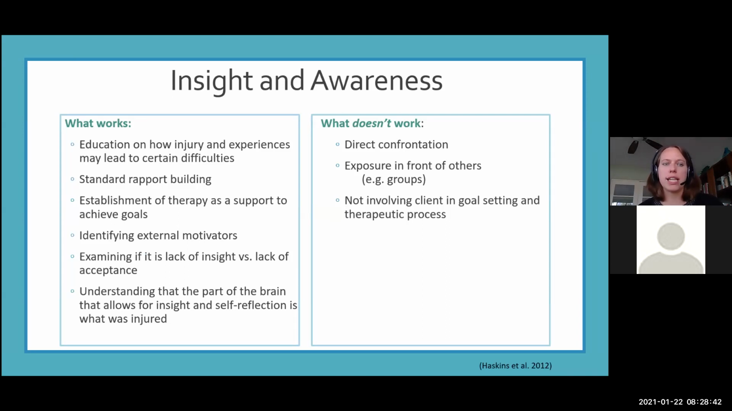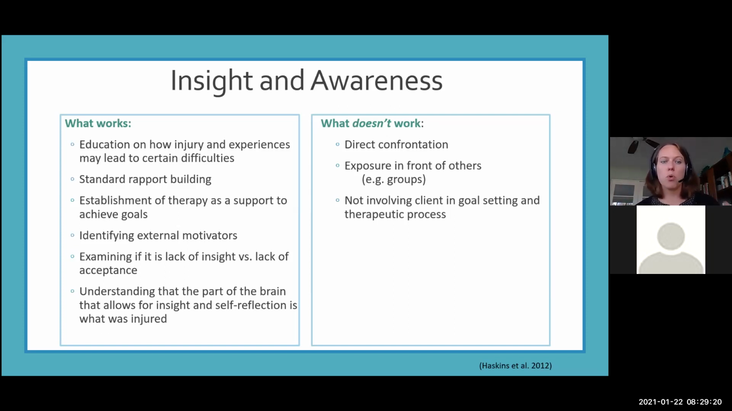So when we're talking about insight and awareness, we want to think about what works and what doesn't work. So what works is providing education. If you've had a history of a brain injury, this is how your brain might be impacted. These are the things that you might find difficult for you. Doing standard rapport building, using motivational interviewing, or whatever strategies you use to build your alliance, build the team with the client. Establishing therapy as a support system to achieve goals, focusing on what that person's goals are and helping them see that working with you is a way of getting to those goals.